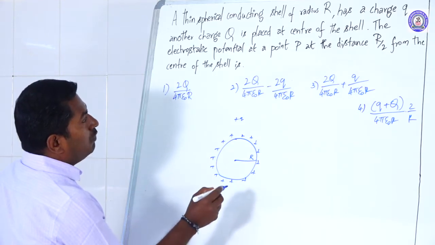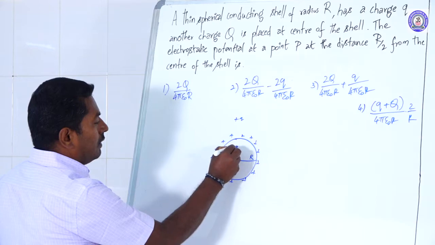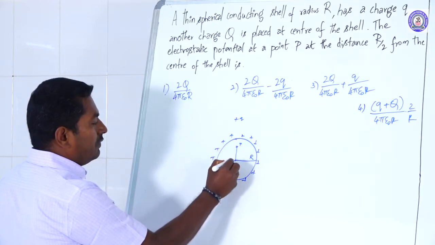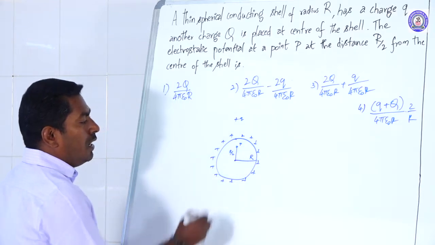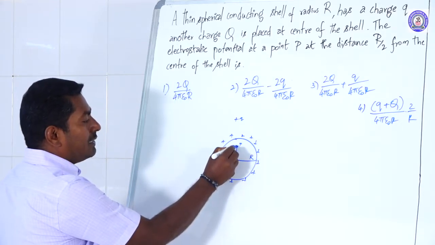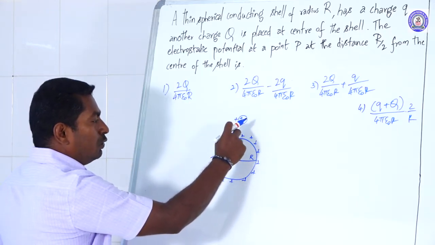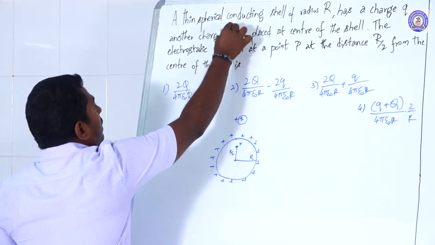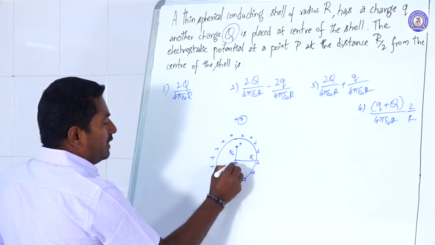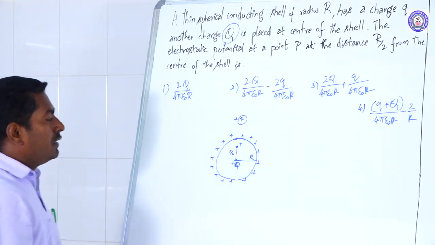Now we assume the point P from the center of the spherical shell, the distance of the point P from the center of the spherical shell is R divided by 2. At this point, what is the resultant electric potential due to Q charges uniformly distributed on the surface of the spherical shell? Another charge, capital plus Q, is placed at the center of the spherical shell.